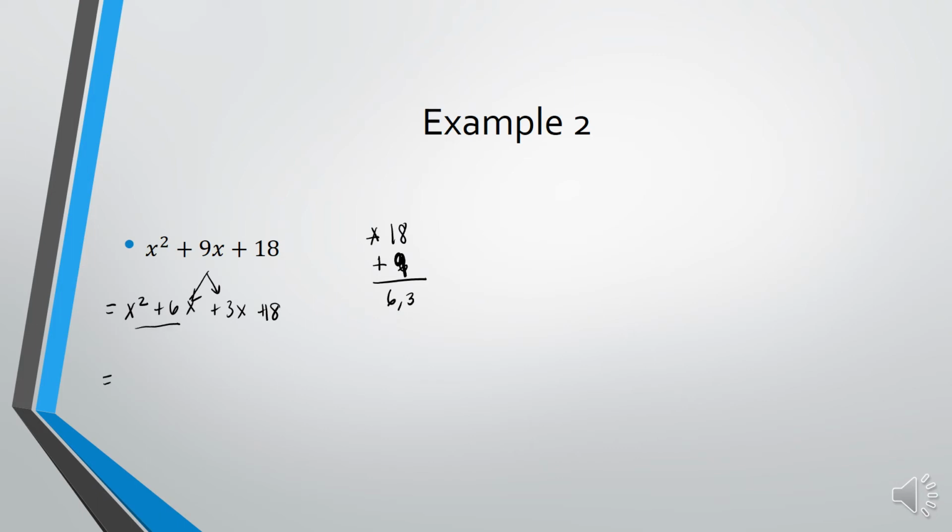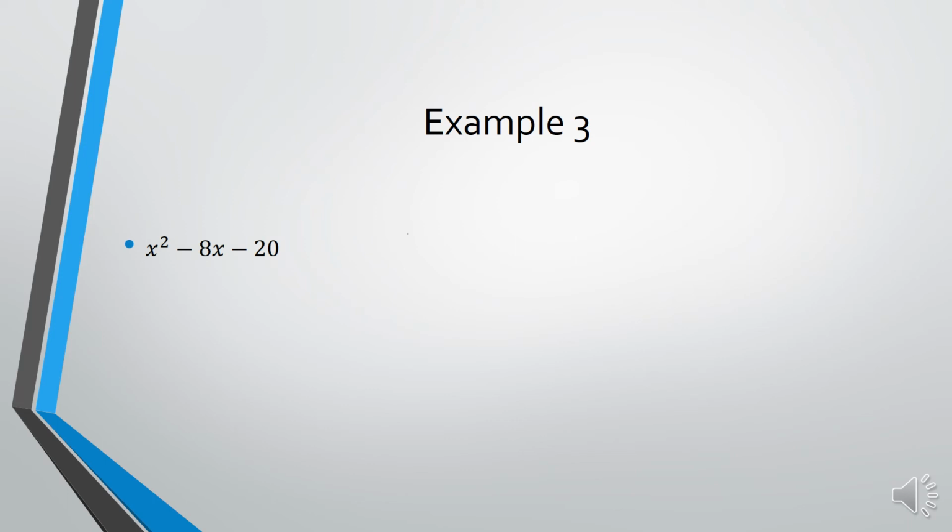For my first two terms, I can factor out an x, so I'll divide both of them by an x when I rewrite it, and that gives me x plus 6. For my last two terms, the greatest common factor is a 3, so I'll divide both by 3 and get x plus 6. And then I'll factor out that x plus 6, and it should be x plus 6 times x plus 3. So we've rewritten it as a product. That product is x plus 6 times x plus 3.